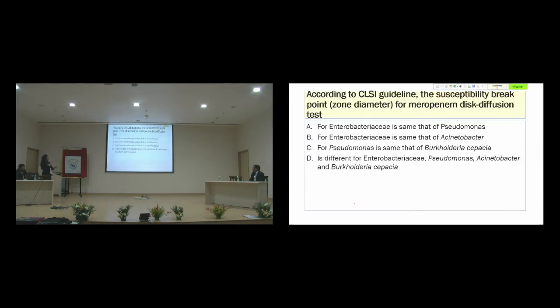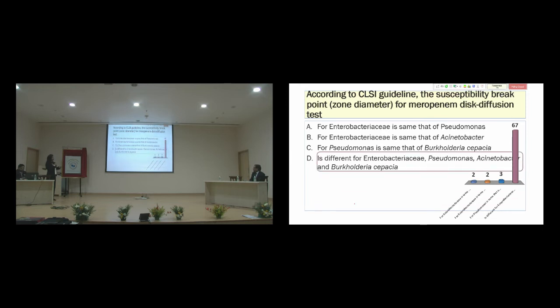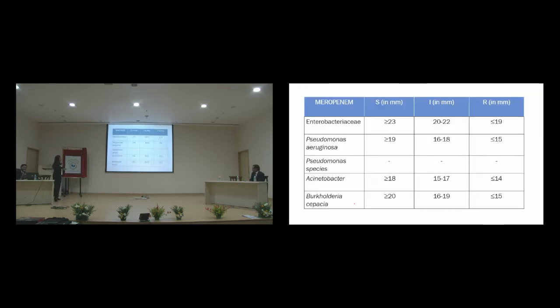Please answer this question. According to CLSI guideline, the susceptibility breakpoint for meropenem disc diffusion test, which of these options are correct? So it is very evident that it is different for Enterobacteriaceae, Pseudomonas, Acinetobacter and Burkholderia cepacia. So I have made a table here, this is just one example we are giving. You can see all the three breakpoints, that is sensitive, intermediate, resistant, clinical breakpoints are different for all these organisms.